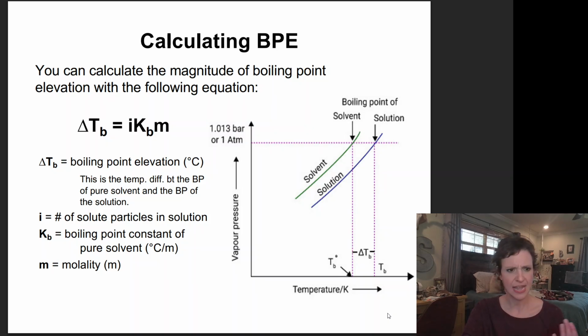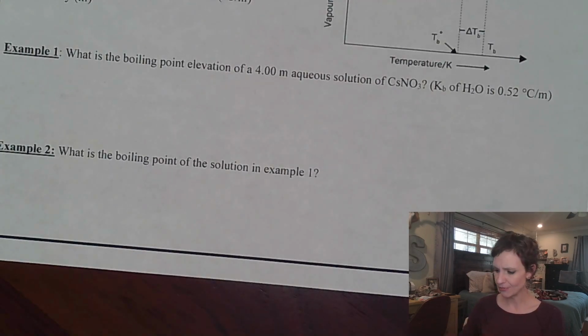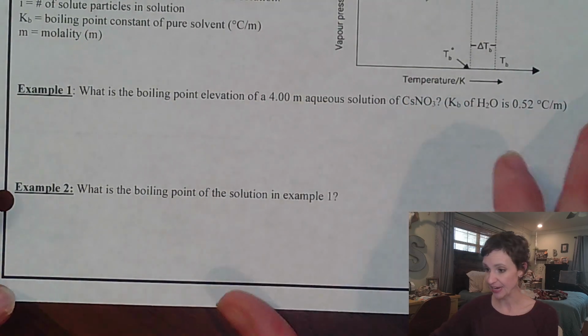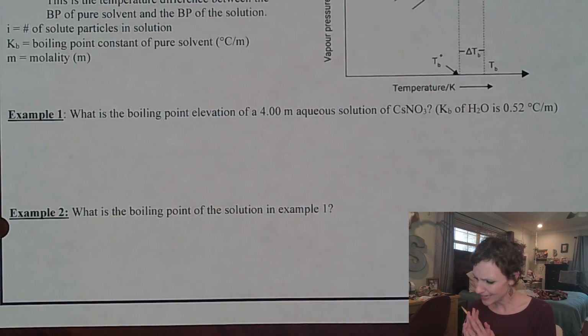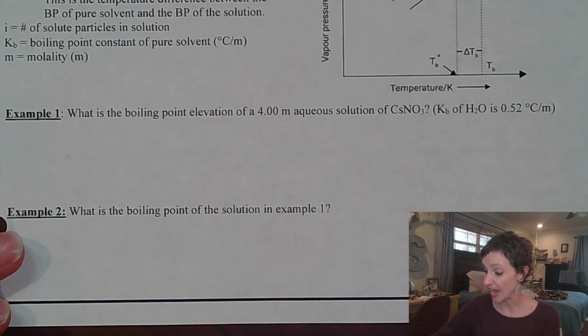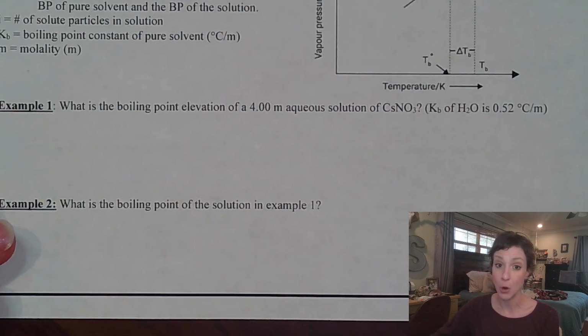Okay, so let's do some practice examples. I feel like doing some practice examples. All right, so we're going to be using this equation and seeing how well we can actually do here. The first one says, what is the boiling point elevation of a 4.00 molal aqueous solution of cesium nitrate? Kb of H2O is 0.52 degrees per molal.